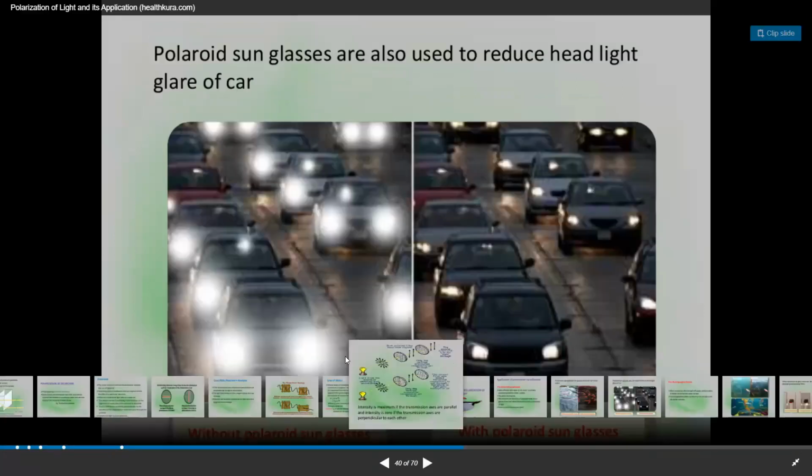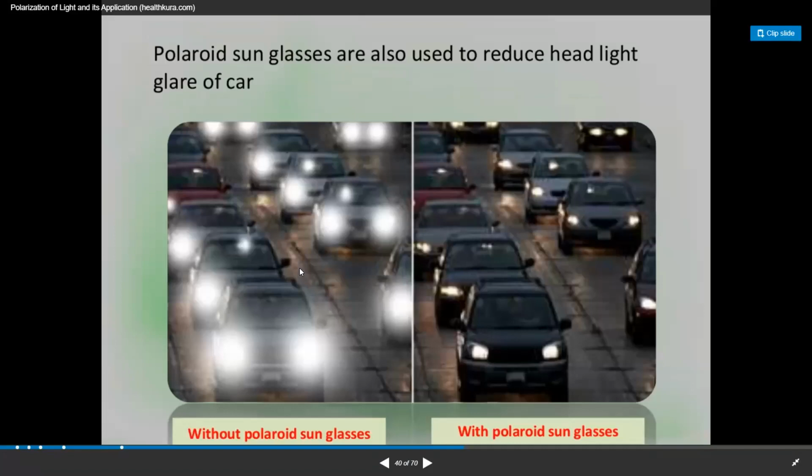This is also another application. This is without polarized sunglasses, and this is the image after using polarized sunglasses. So in driving, it is easy to observe the neighboring cars and their lighting. That is one of the applications of polarized sunglasses.